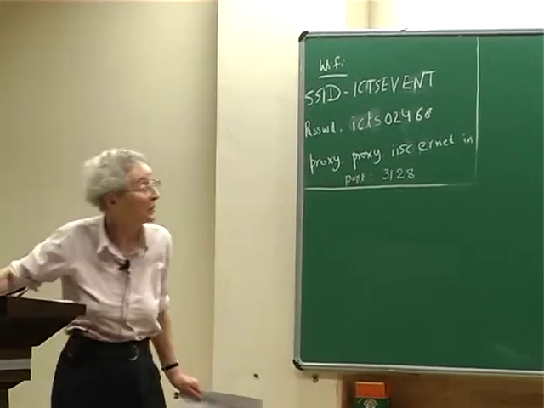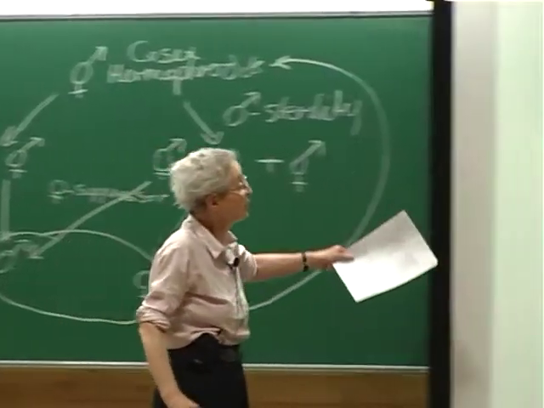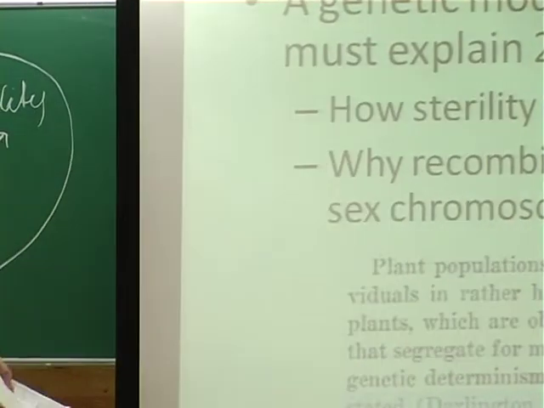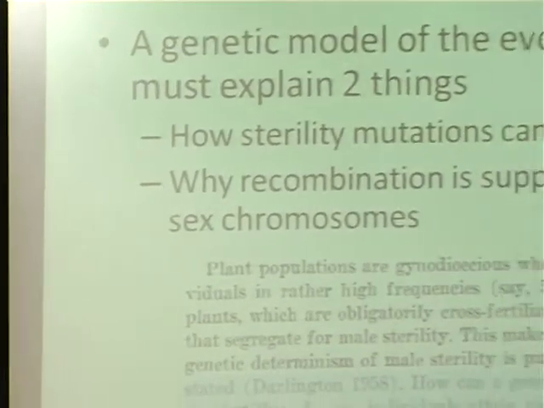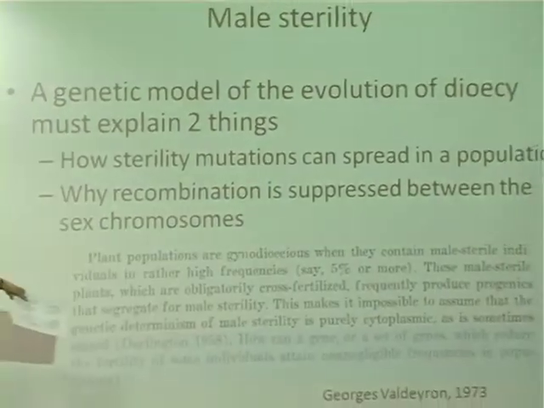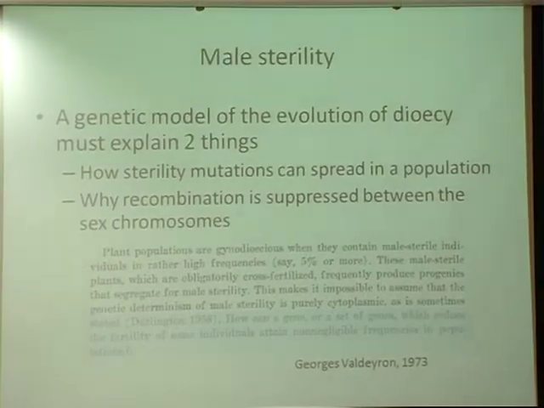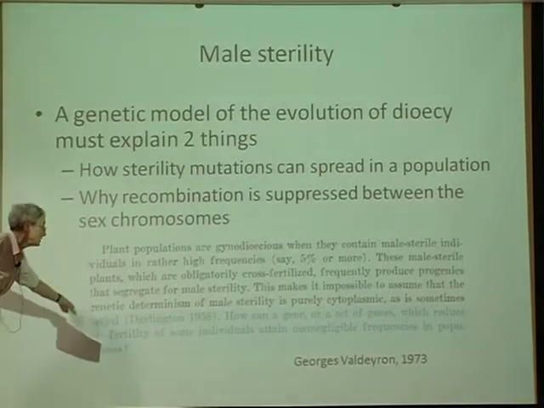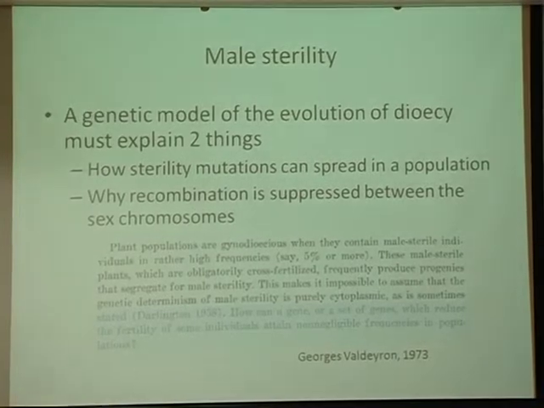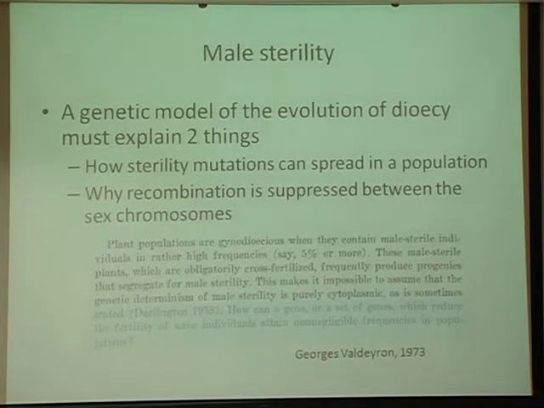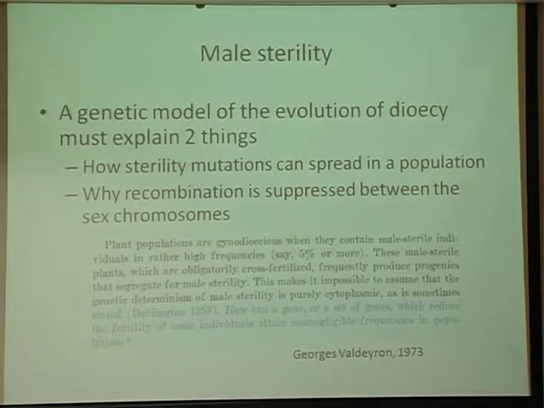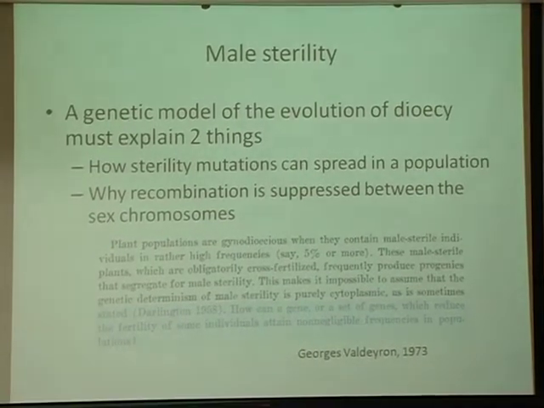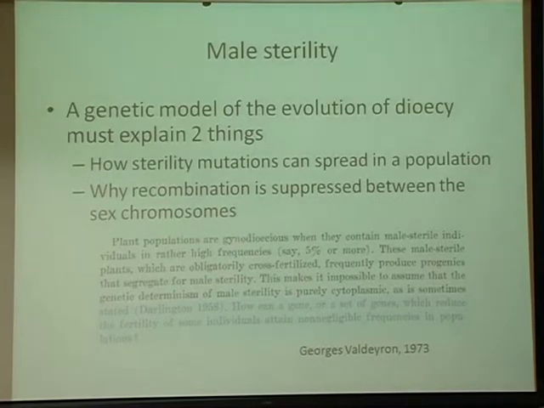So what we want now to make a genetic model is we want to understand why those sterility mutations will actually spread. You should be kind of surprised. And here's a quotation from one of the scientists who worked on this fairly long ago, Georges Valderon, a French scientist. How can a gene or a set of genes which reduce the fertility of some individuals attain non-negligible frequencies? It should be quite surprising that these are very bad kinds of mutations. I'm talking about, in this simple crude diagram, complete sterility of one sex or the other, when the co-sex had good fertility of both sexes. So that's what we're going to look at first.